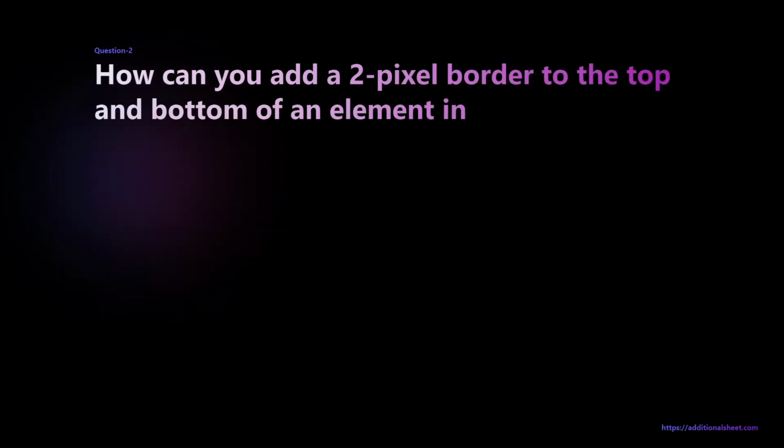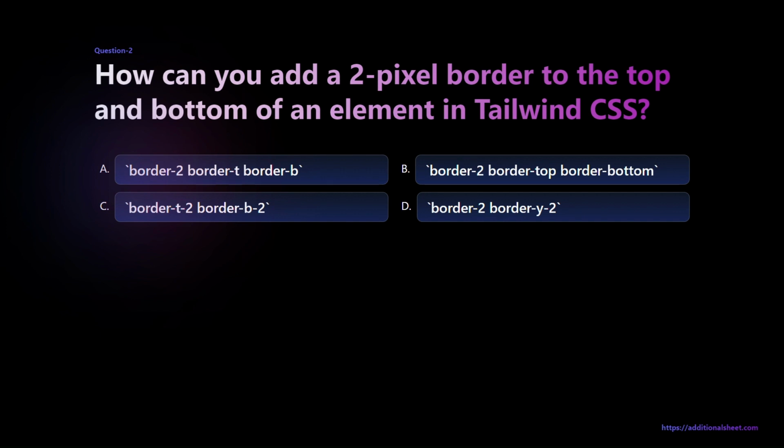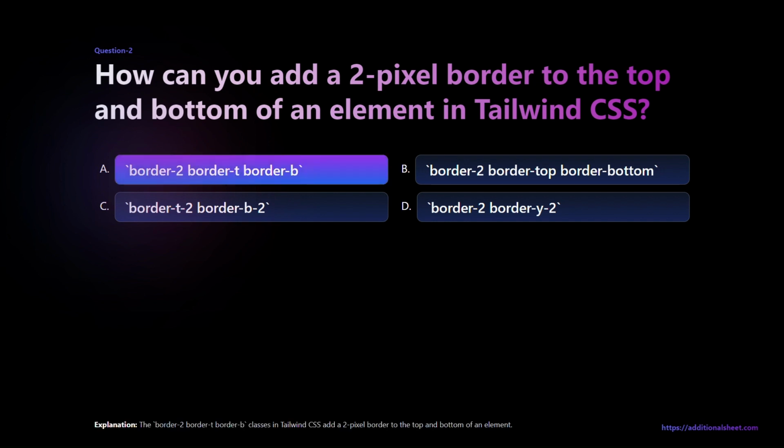How can you add a 2-pixel border to the top and bottom of an element in Tailwind CSS? Option A, border-2 border-t border-b. Option B, border-2 border-top border-bottom. Option C, border-t-2 border-b-2. Option D, border-2 border-y-2. The correct answer is option A, border-2 border-t border-b.